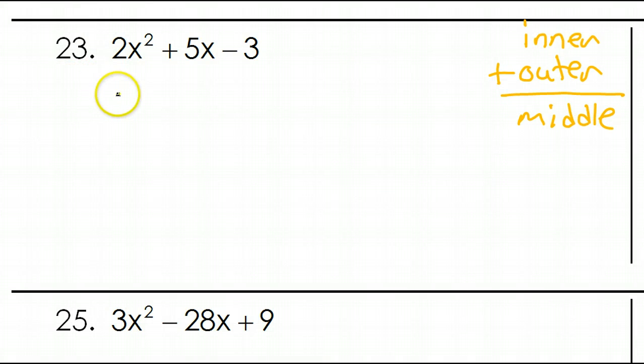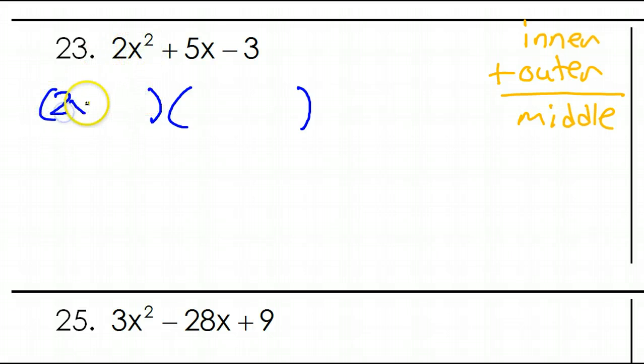Alright, number 23. Is there a common factor? Always look for that first. Nope. So we can go ahead and start doing our binomial times binomial factorization. Start with the 2x squared. That can only factor as 2x times x. Then look at the 3. 3 is a prime number, so that can only factor as 1 and 3. So it matters whether I put the 1 here and the 3 here or the other way around. Let's just try it this way first and see what happens.